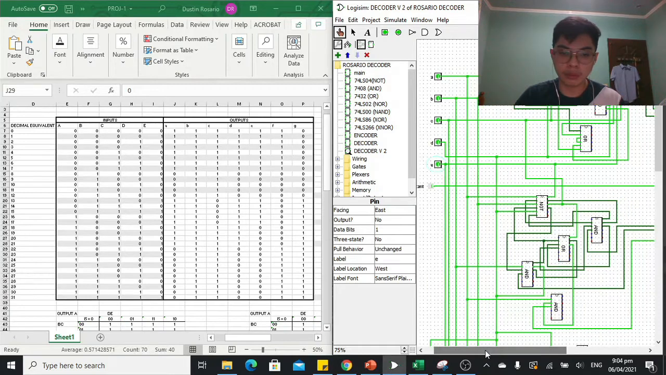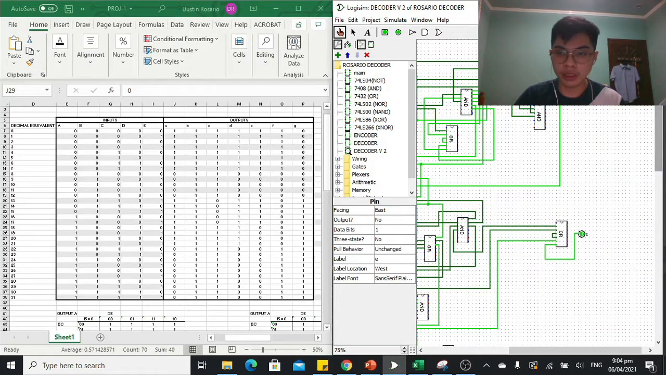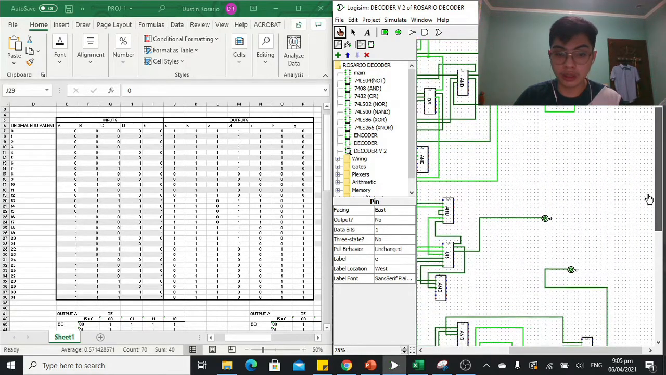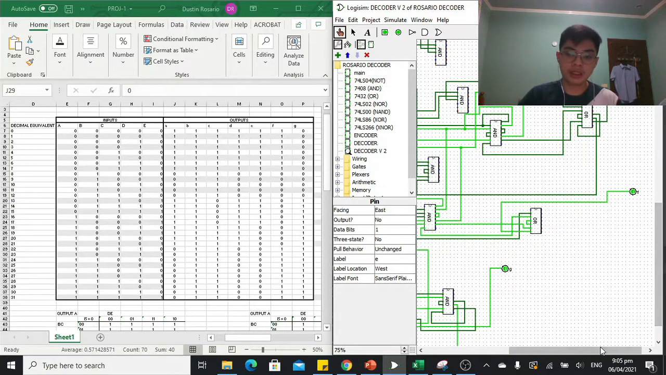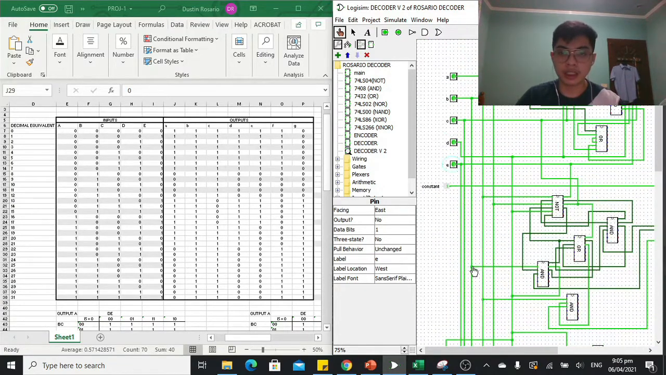And lastly 1, 1, 1, 1, 1, 0, 1, 1, 0, 0, 1, 1. So this final circuit is correct.